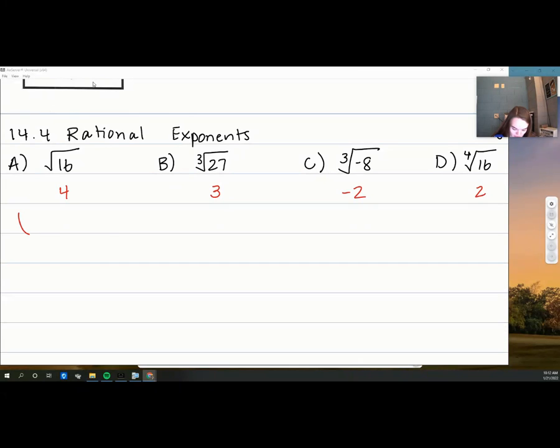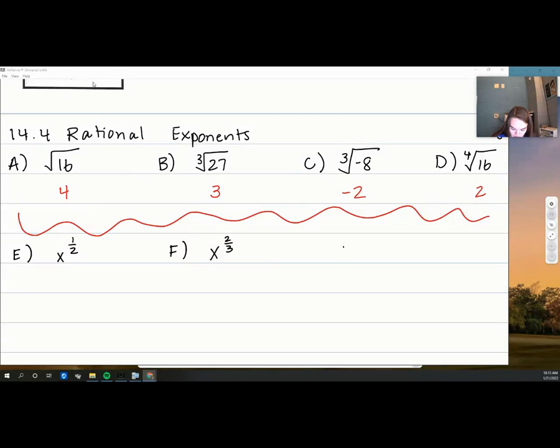I'm just going to draw a little line so I know that I'm doing something new. It's no longer like those. I'm going to label this example E, x to the 1/2, F, x to the 2/3, G, x to the 3/4. Again, pause the video, try these on your own, and then you will get the answers from there.